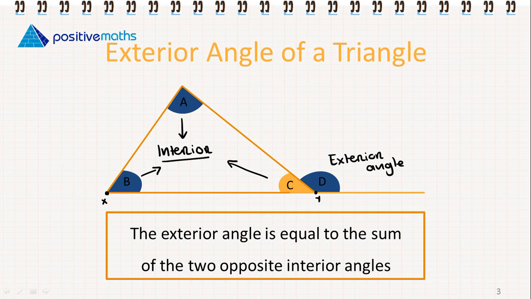What we want to know about these angles is that the exterior angle is equal to the sum of the 2 opposite interior angles. We will learn this in a proof in another video, but right now we're just going to learn that rule. So what we're saying is that the angle D is equal to the sum of the 2 opposite interior angles. So that's the angle A plus the angle B.